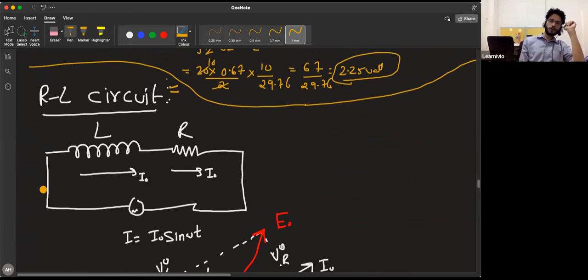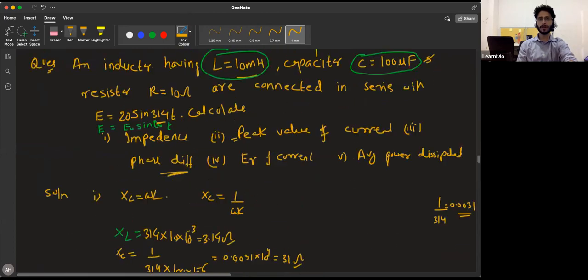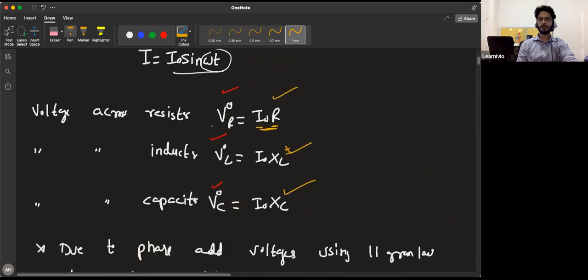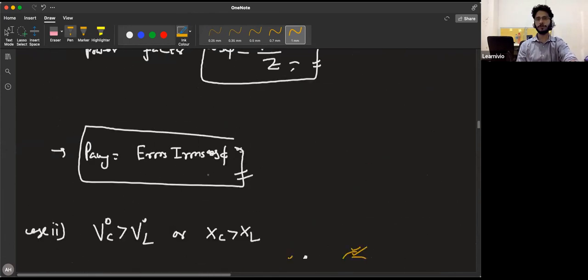I believe that you can tell me about this RL circuit. If this is a resistor, there's no difference between RL and LCR circuit. The only difference is that if you remove the capacitor in your LCR circuit, then you will get an RL circuit. So let's solve it together. This is the current I naught. What about the voltage? This derivation is a part of the derivation that we did. So all terms are the same: V naught R, V naught L, V naught C are the same as we used in the LCR circuit.